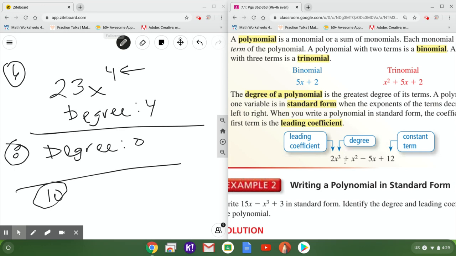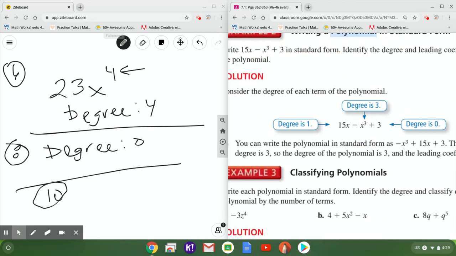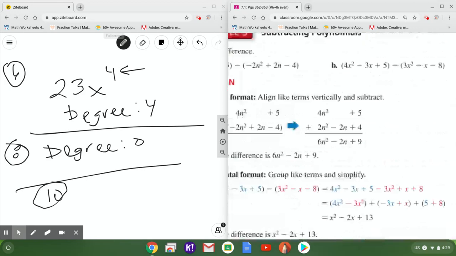It's not a monomial. This has a degree of 3 all by itself. This has a degree of 2 all by itself. This has a degree of 1. This is a degree of 0. And when you ask what's the degree of the whole thing, it's whichever is the biggest. It's a degree of 3. That's the leading number. And that one has 4 terms. So let me go ahead and do some of these problems for you.